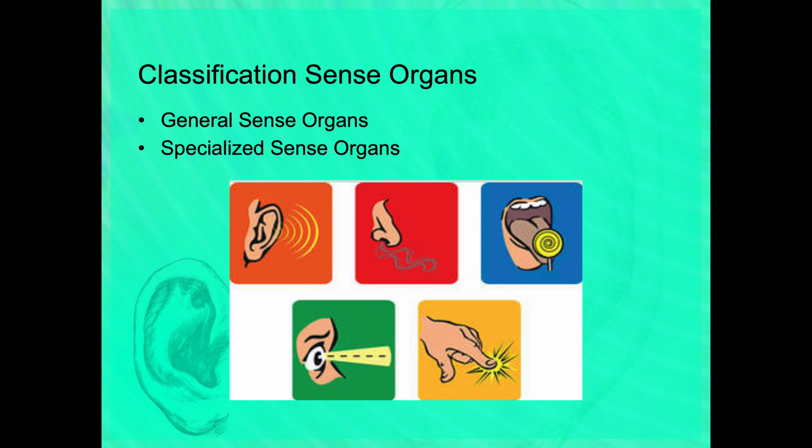And in your generalized sense organs, you have these microscopic receptors all over your skin. They're located throughout your body. And what they do is give you information about the outside or external environment around you, which is what your senses are supposed to do. So your general senses are going to do exactly that. Located throughout your body, that's going to include your skin, your muscles, your tendons, and your internal organs. And they are responsible for things like pain, temperature, touch, and pressure.